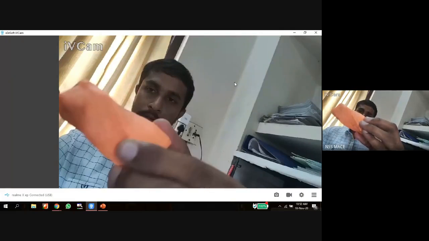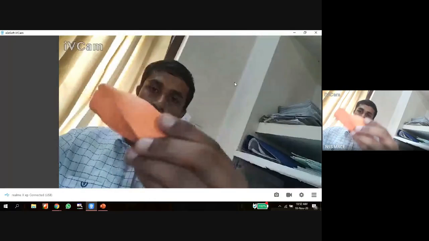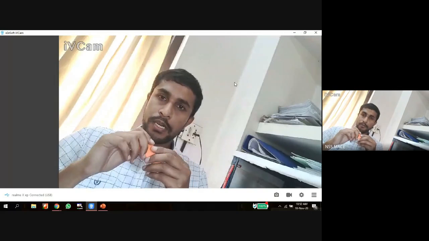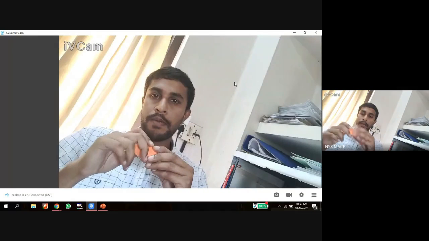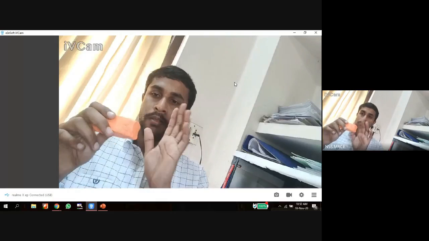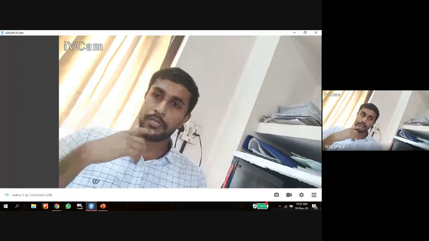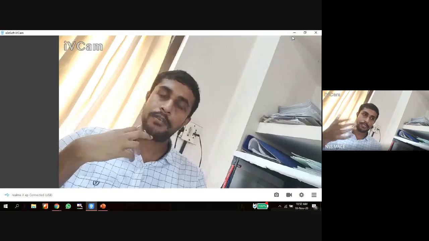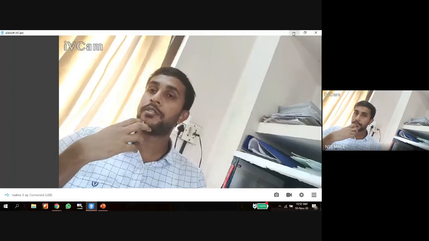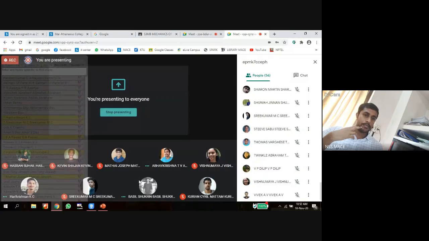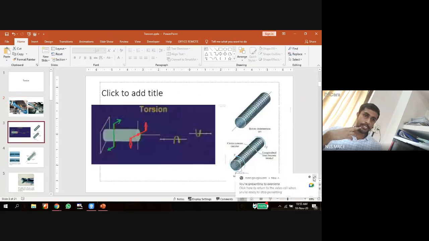So the shaft should resist this twisting force or twisting deformation. When we apply external torque, this shaft should resist the twisting deformation. So how can we design a shaft to resist this twisting? That is what we are studying in this torsion area. So this is a member subjected to such a twisting force.